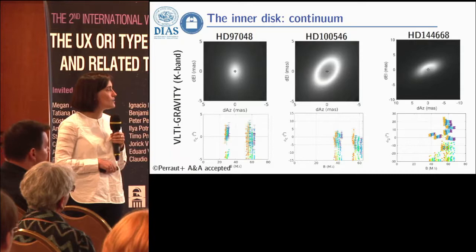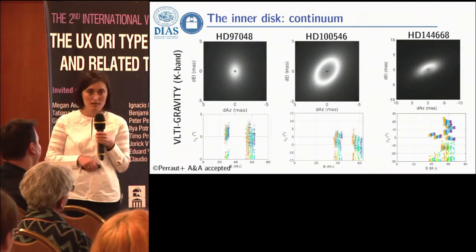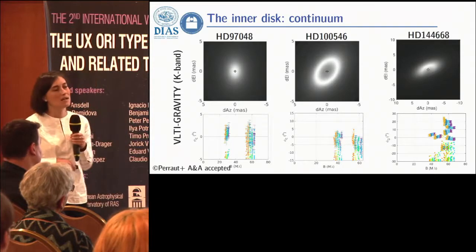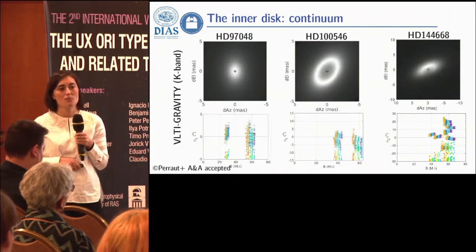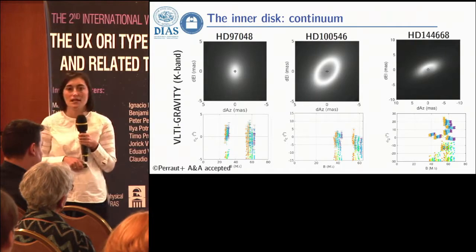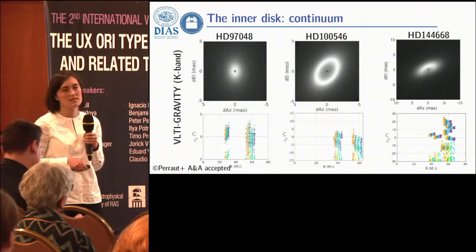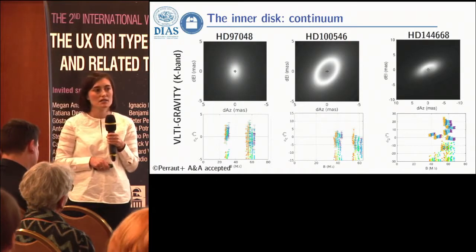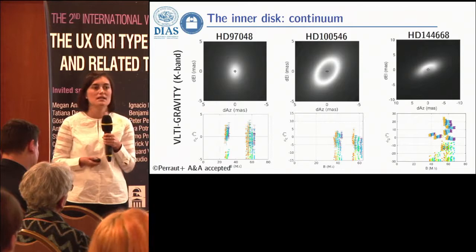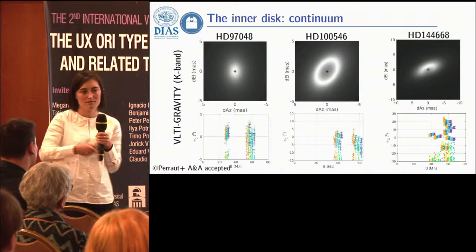And what we found is that for most of the Herbig sources that we have sampled, the closure phase is relatively small. I think that the average closure phase for the full sample is 10, 11 degrees. And very few objects have closure phase signature larger than 30 degrees. And this means that the continuum emission is pretty much symmetric and smooth.